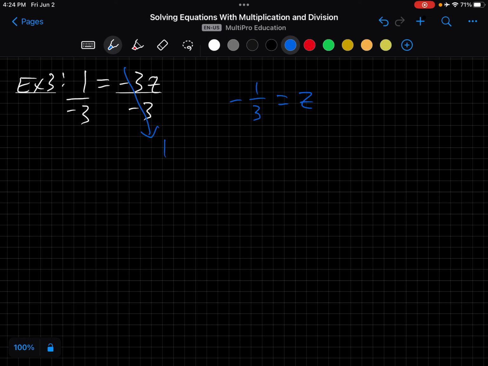And then 1 divided by negative 3 is minus 1/3. Great job. Alright, let's look at another example here.